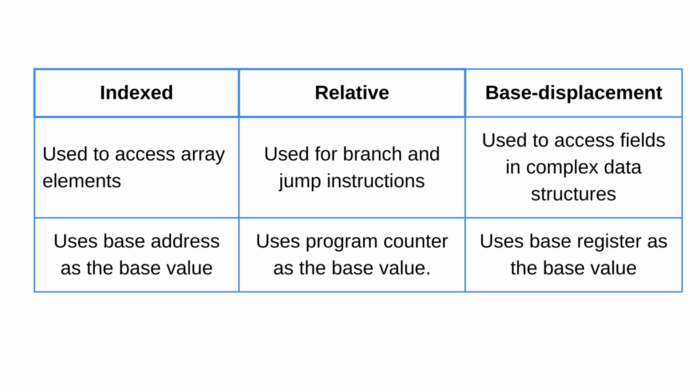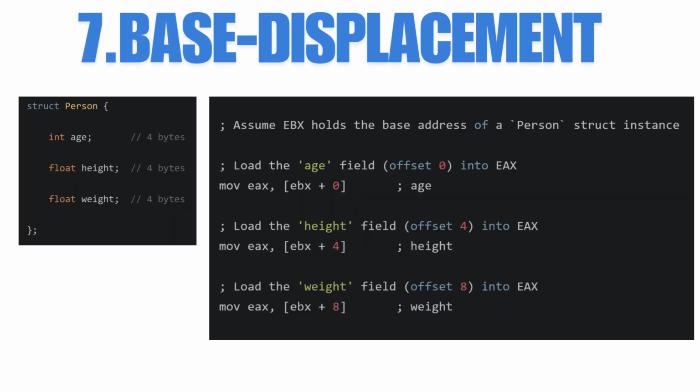Relative addressing depends on the current program counter, while displacement addressing typically depends on a base or index register. Relative addressing is used for control flow instructions, whereas displacement addressing is often used for data access in complex data structures. Consider a structure in C that represents a person object with fields for age, height, and weight. Age is at offset 0, height is at offset 4, and weight is at offset 8.